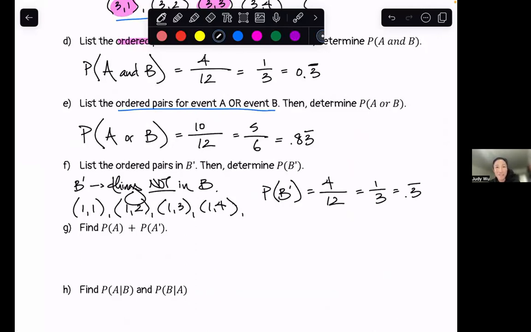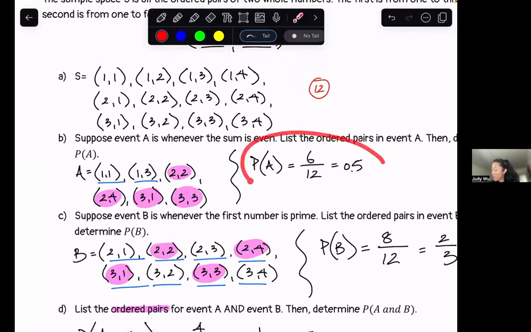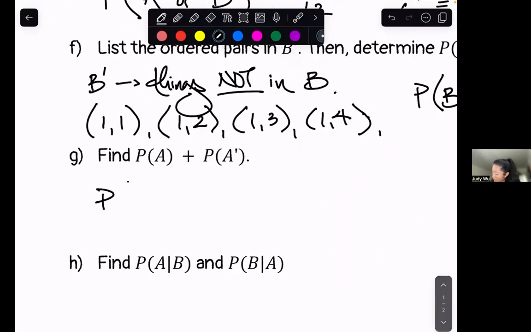All right, let's try and use this notation again in part G. It says find P of A plus P of A prime. All right, so we already have P of A from earlier. We said that P of A is 6/12, or 0.5, because we had 6 where, when we added them, the sum was even, okay? And so I know that P of A is going to equal 0.5, okay?